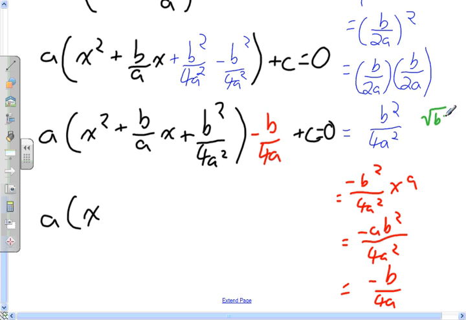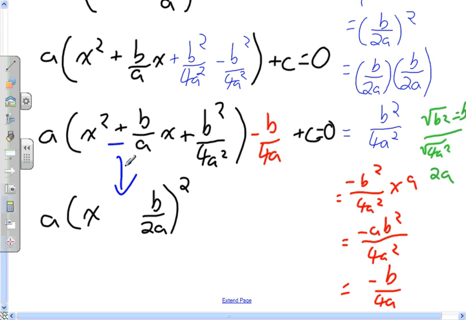Square root of b squared is just b. And square root of 4a squared is 2a. So we get a fraction b over 2a. Put the squared on the outside of the brackets, and we bring down our positive.